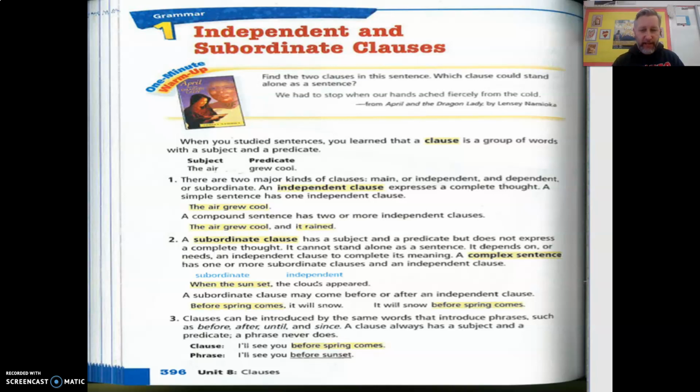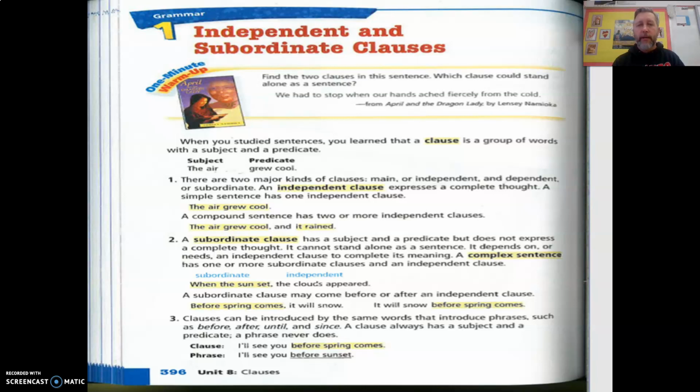after, until, and since. A clause always has a subject and a predicate, remember. A phrase never does. So, "I'll see you before spring comes." All right, so "before spring comes" would be the clause, subordinate clause. And then look at the next example where it says phrase, "before sunset." All right, now sunset, that's a subject, but what does the sunset do? There's no predicate there, so it's just a phrase.